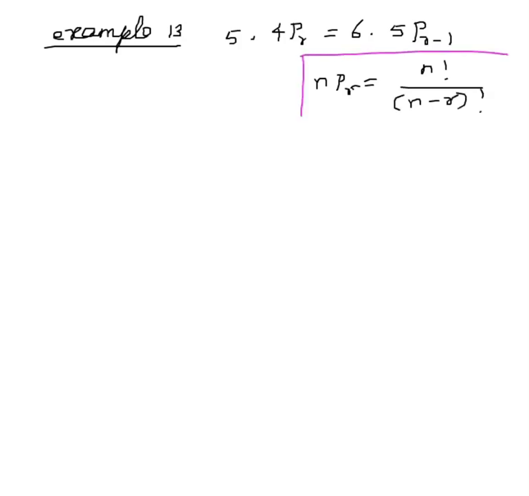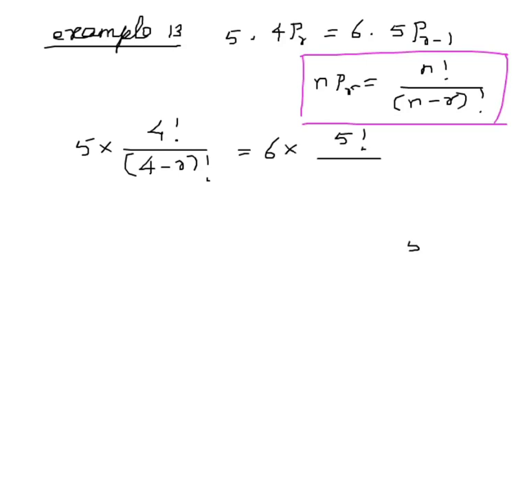Example 13. Find r if 5 times 4Pr is equal to 6 times 5P(r minus 1). The nPr formula is n factorial divided by (n minus r) factorial. Five times 4 factorial divided by (4 minus r) factorial equals 6 times 5 factorial divided by (5 minus (r minus 1)), which makes it plus 1. So (6 minus r) factorial.